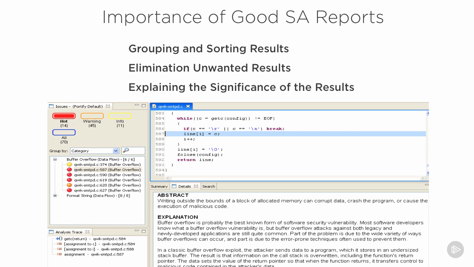For this demonstration, a simple program called quicksmtpd.c was audited. There are multiple issues in the code. A buffer overflow in line 587 has been identified. A while loop might overflow a stack buffer.